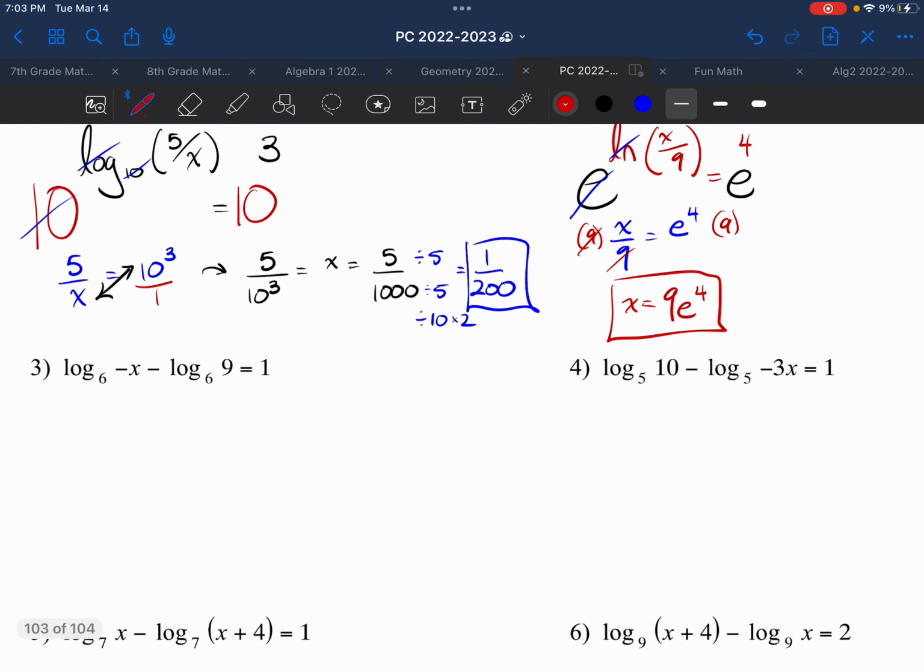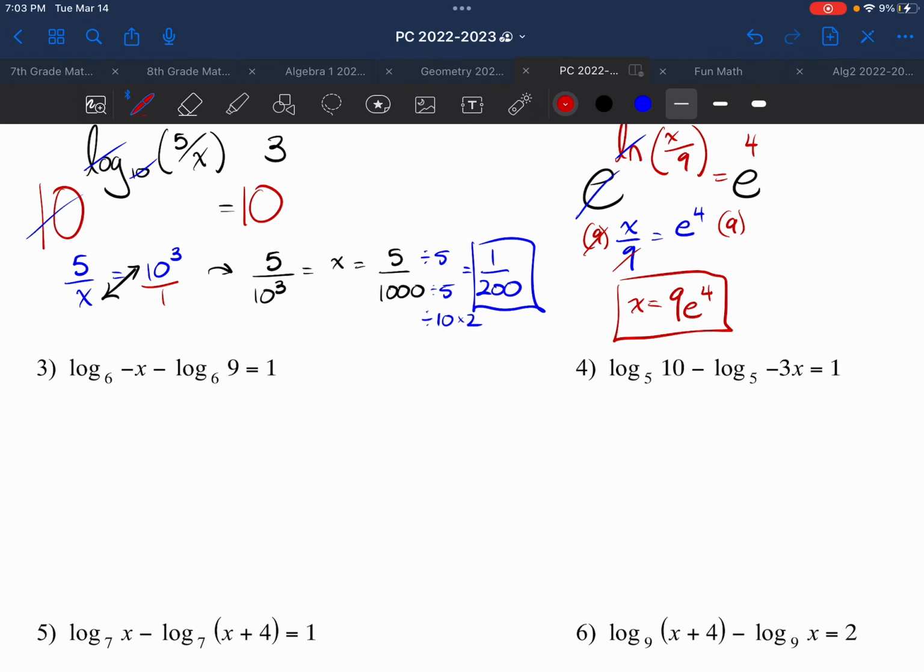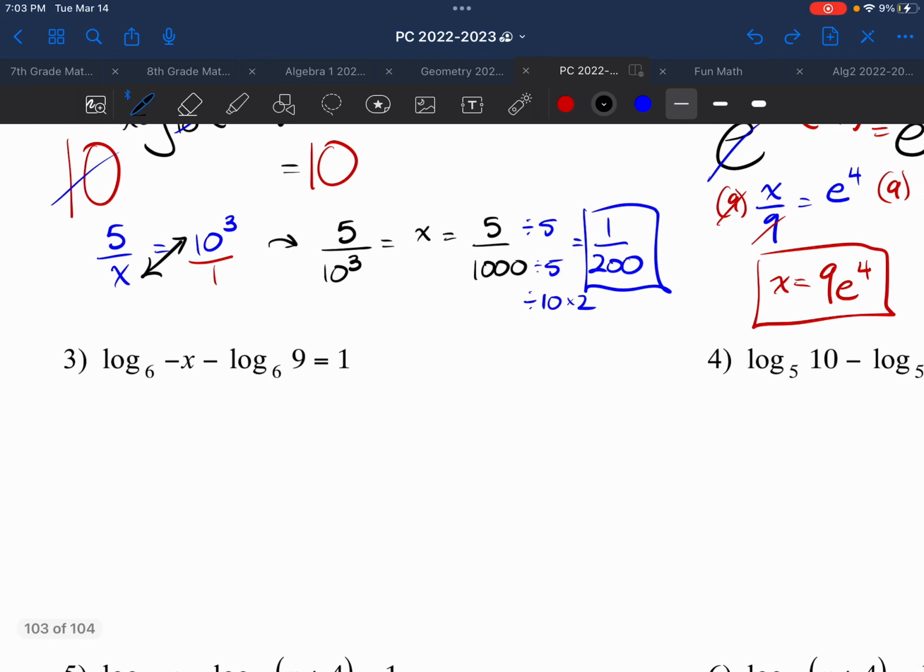All right, number 3. It's a little bit hard to see what's going on, but there's technically parentheses right here that you don't need to write. And we're going to write this as one logarithm.